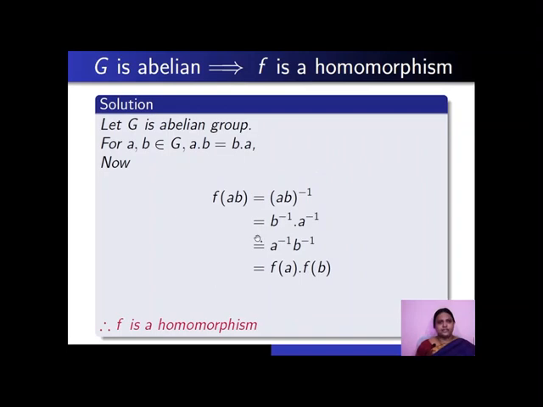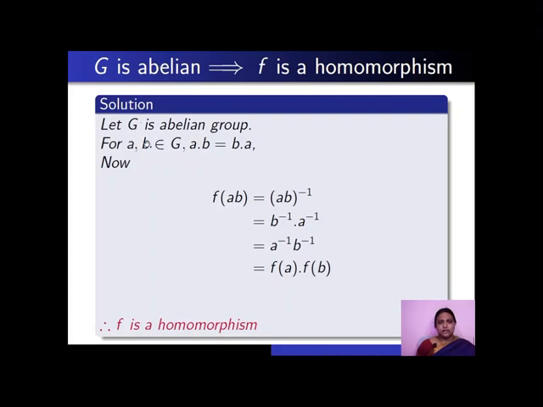Now, next thing, G is abelian. Here we will take G as abelian and we will prove that F is a homomorphism. Abelian means A into B is equal to B into A. Our aim is to prove F is homomorphism, meaning F of AB is equal to F of A into F of B. So for that, take F of AB. F of AB, according to the definition in the problem, f of A is A inverse. F of AB, how do we write it? AB whole inverse. AB whole inverse, according to the properties of groups, can be written as B inverse into A inverse, which is equal to, here we wrote A inverse into B inverse. Why? Because G is abelian.